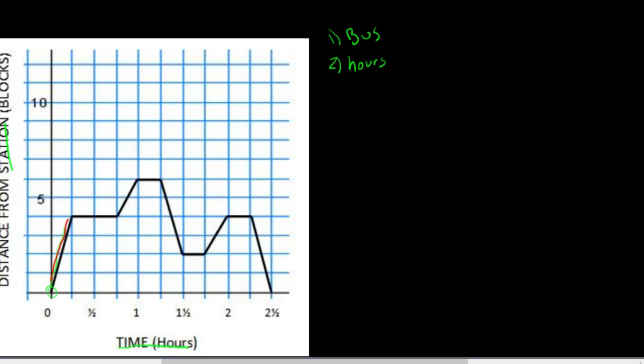There we go. And then it looks like at 15 minutes or 1/4 of an hour, something happens, right? The bus stops increasing its distance, which tells me that it's sitting somewhere. Possibly the bus broke down. Maybe it's waiting at a bus stop, but it stops moving away from the bus station. And it's going to stay that distance away from the bus station for half an hour.